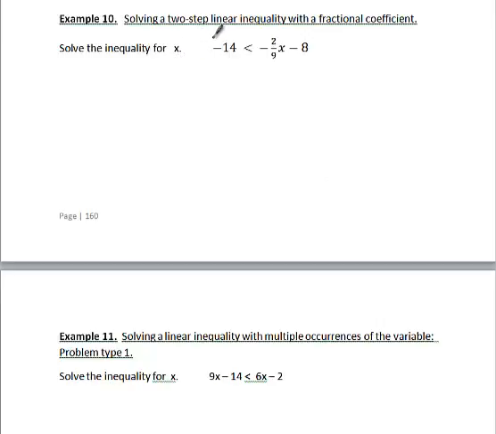Example 10, two-step with fractions. We have a 2/9 and it's negative. So we do the same thing we would if we had an equation with fractions. We multiply by the lowest common denominator, 9. Negative 14 times 9 would be a negative 90 plus 36. So we get a, what do we get? 126.